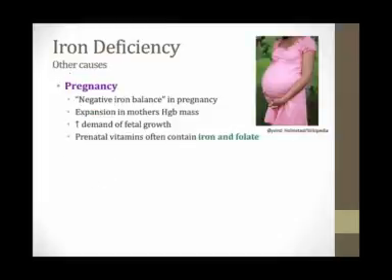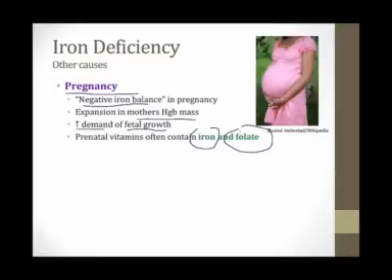Another important potential cause of iron deficiency is pregnancy. Women who are pregnant have what's known as a negative iron balance, meaning that they are losing more iron than they are taking in. This is because there's expansion of the mother's hemoglobin mass, which is a normal part of pregnancy. In addition, there's an increased demand for iron because the baby is trying to synthesize its own red cells. And for this reason, most prenatal vitamins contain iron. They also contain folate because folate is very important to prevent neural tube defects, but they contain iron because women need more iron when they are pregnant.